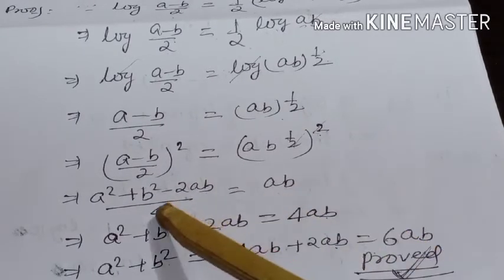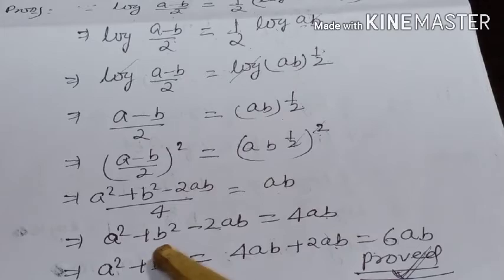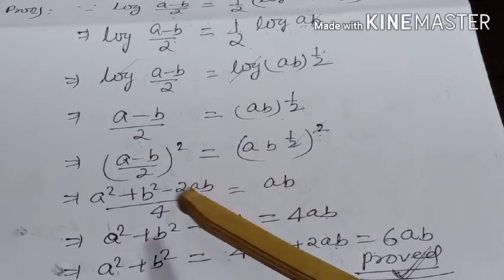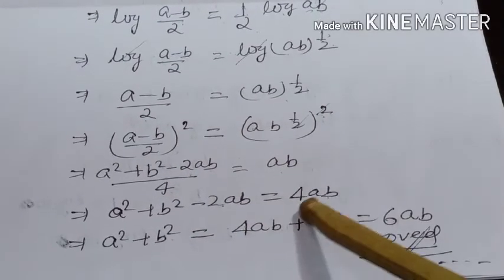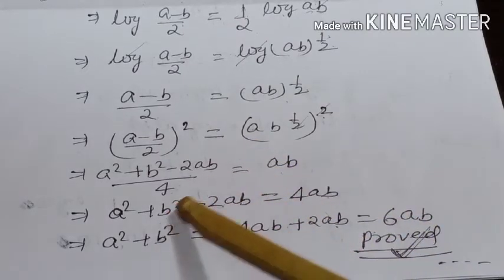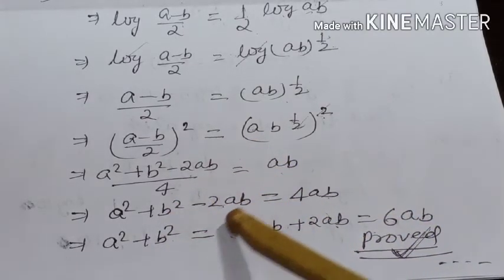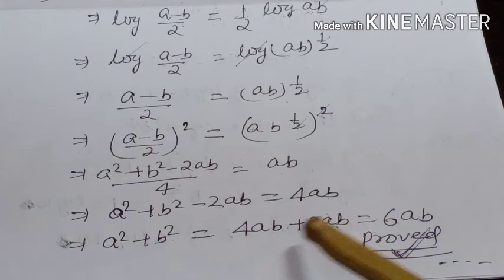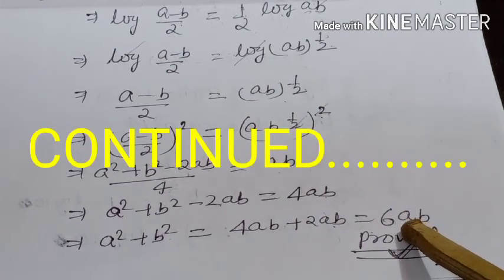Now what we'll do, this 4 will be transferred to this side. So A square plus B square minus 2AB will be equal to 4 into AB, that is equal to 4AB. Next, A square plus B square will be kept here, and this 4AB plus 2AB will be added, and your result is 6AB, and that was to be proved.